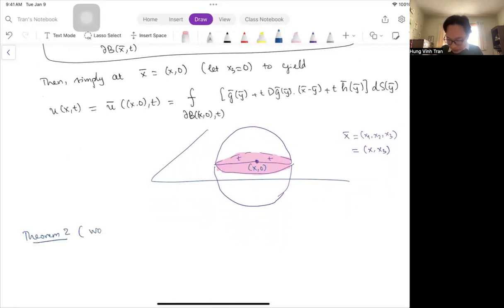So, the wave equation in 2D, in R2 with n equals 2. This is the Poisson formula. You simply project everything from the sphere to the circle, to the disk here.